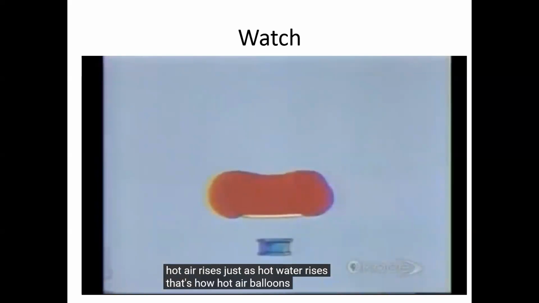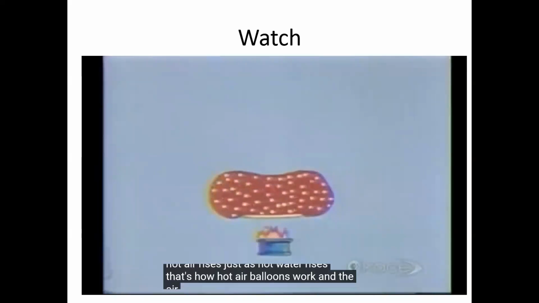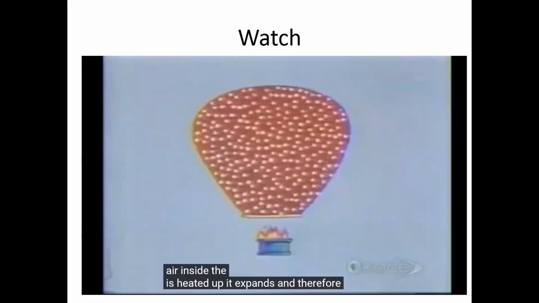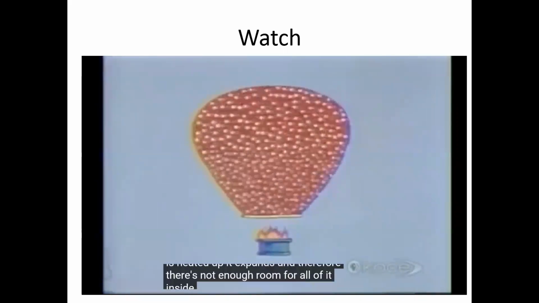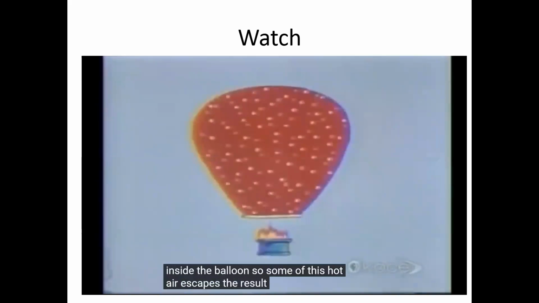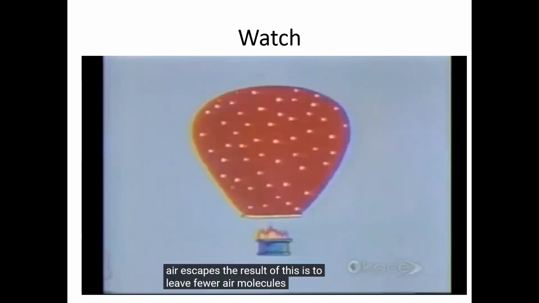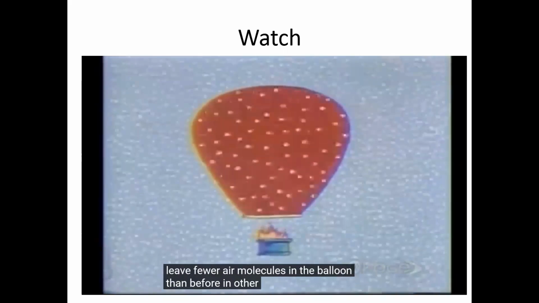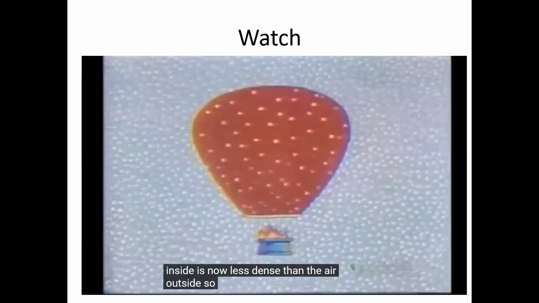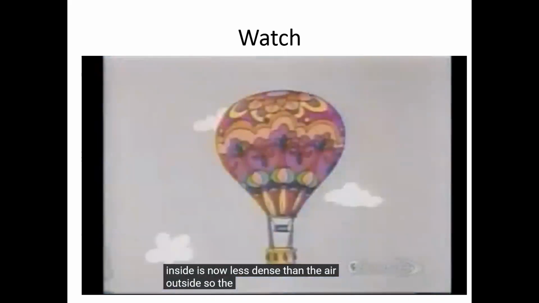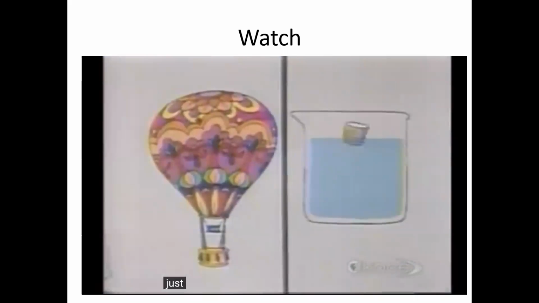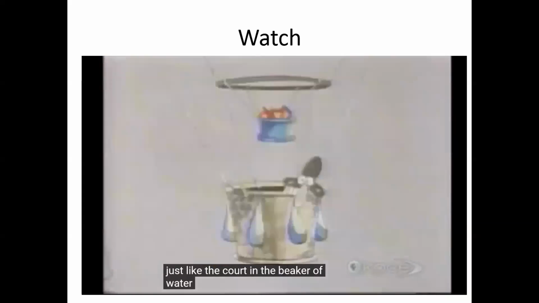That's how hot air balloons work. When the air inside the balloon is heated up, it expands. And therefore, there's not enough room for all of it inside the balloon. So some of this hot air escapes. The result of this is to leave fewer air molecules in the balloon than before. In other words, the air inside is now less dense than the air outside. So the balloon floats upwards, just like the cork in the beaker of water.